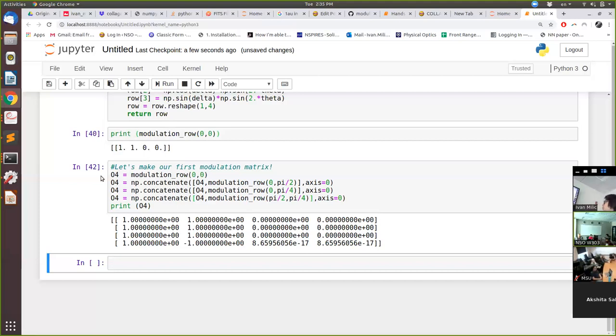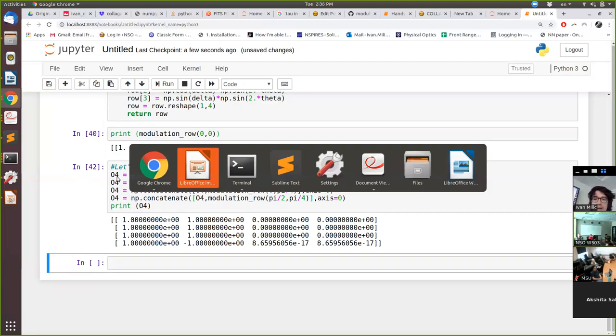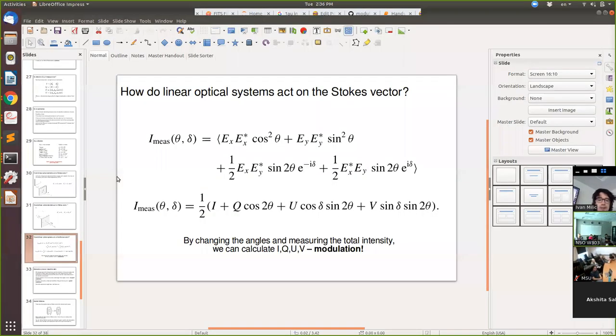So, for those of you who are curious to see the answer, here is one combination that I found. So people who don't want to listen to this, try to ignore me and to code your own. I showed you the idea of how to measure I plus Q and I minus Q.